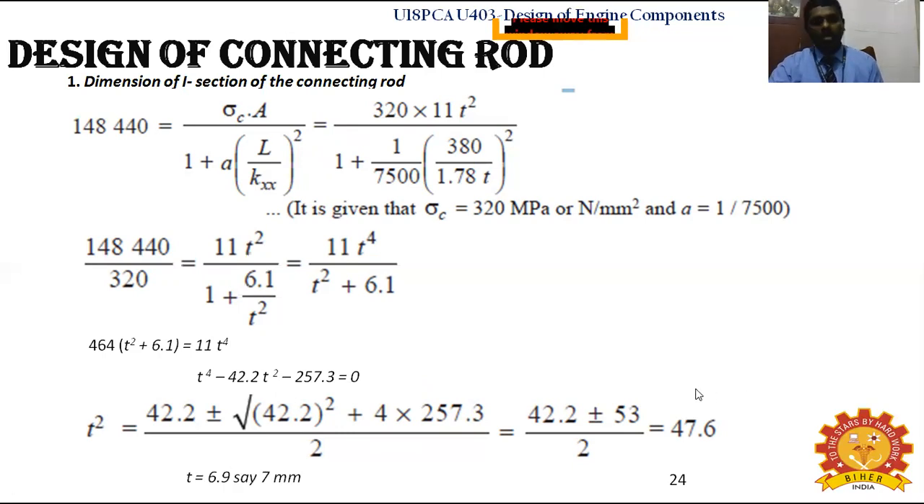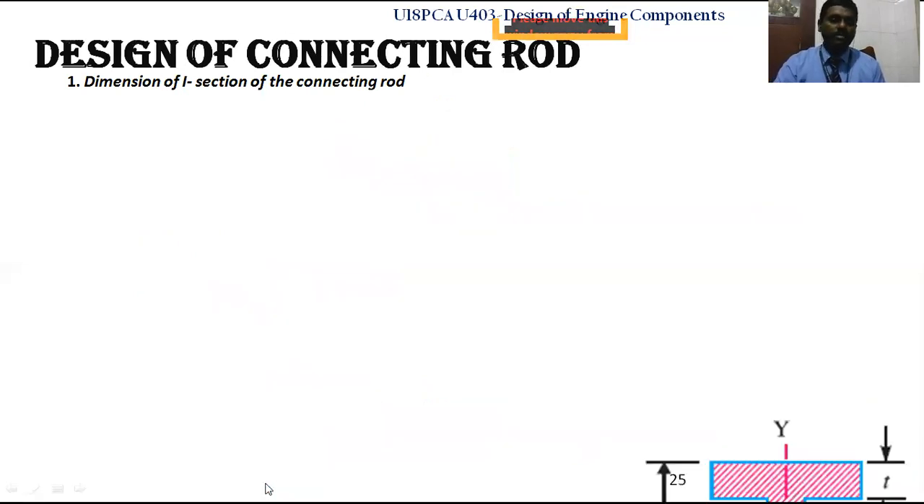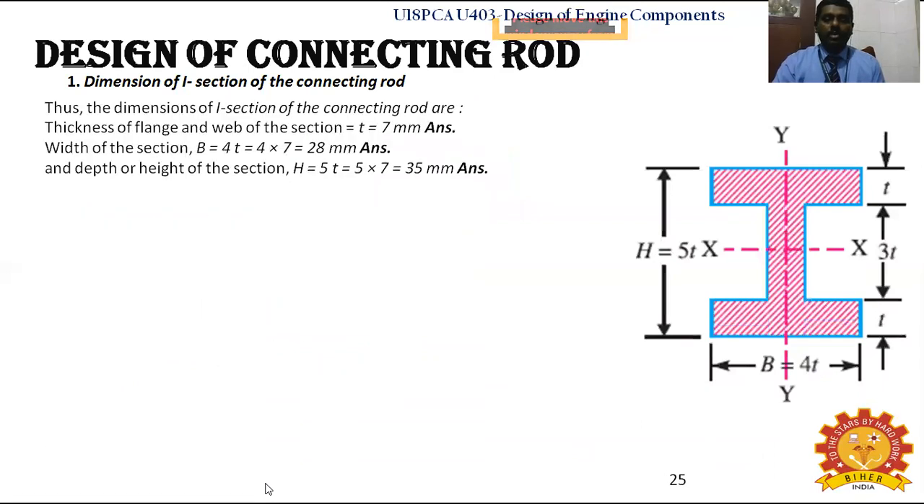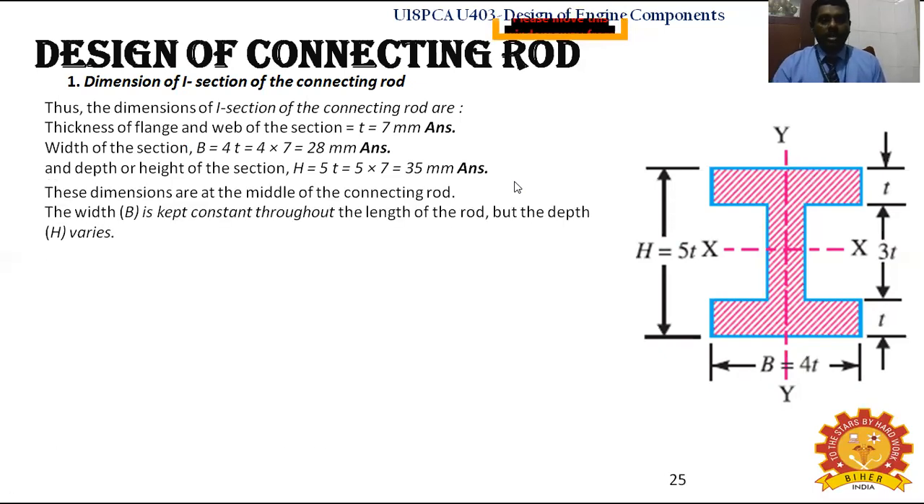So by calculation, we are getting the thickness of the flange as 6.9 mm. That's what you are rounding to 7 mm. So now, as you know, the thickness is 7 mm. You are substituting it for identification of width of section and depth of the section, so that we have the values for width as well as height as well as thickness of the flange. Everything is calculated now. So that's what the dimensions are at the middle of the connecting rod.